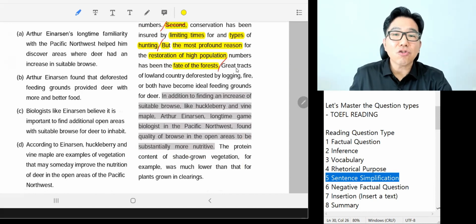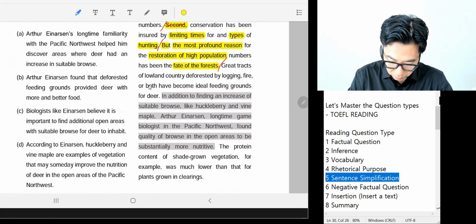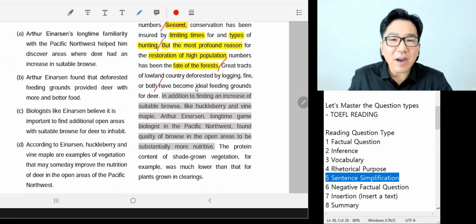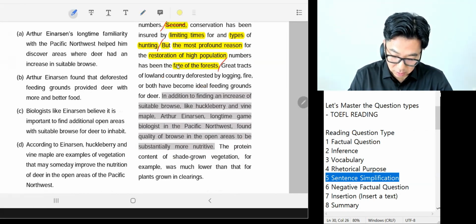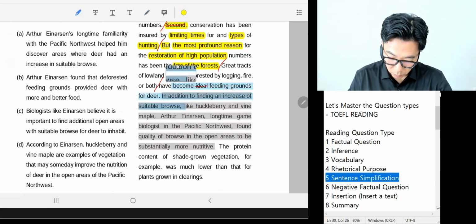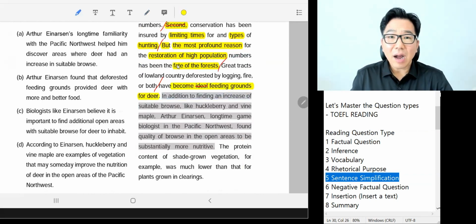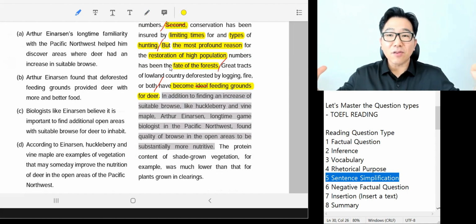So great tracts, great area, so large area of lowland country deforested by logging, fire, or both, we know that from the previous paragraph, have become ideal feeding grounds for deer. Wow. That's very surprising. That almost doesn't make sense, but we'll take it. How? How is this possible? Why? So clearing out the forest became more ideal feeding ground for the deer.